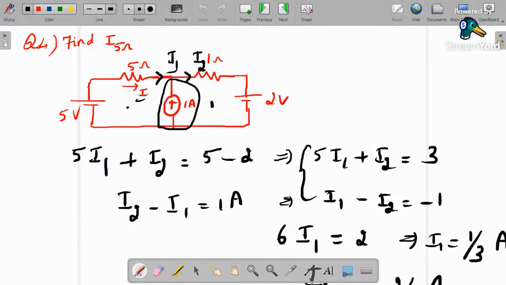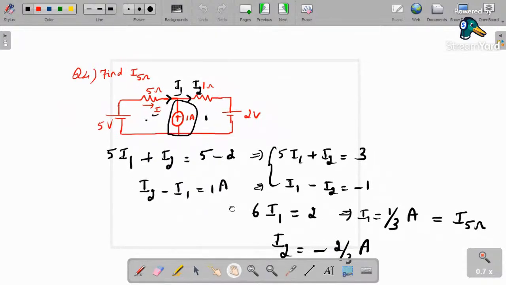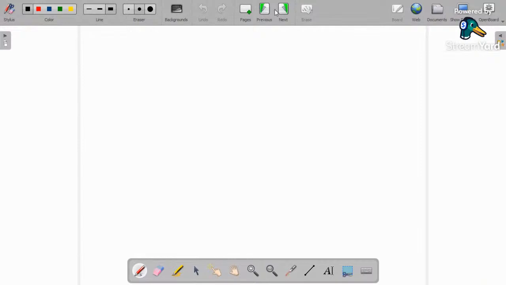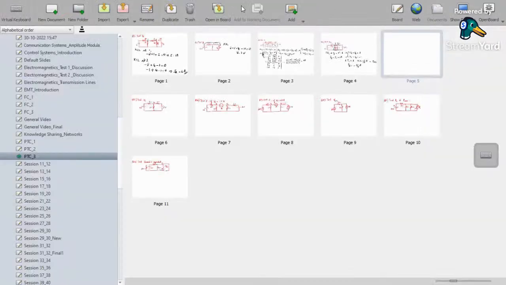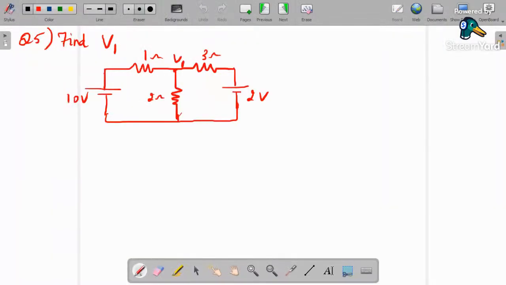Fine. So question number 4, your answer should be 1 by 3 ampere. Next, question number 5. Find the voltage here, V1. The node voltage V1 is asked.